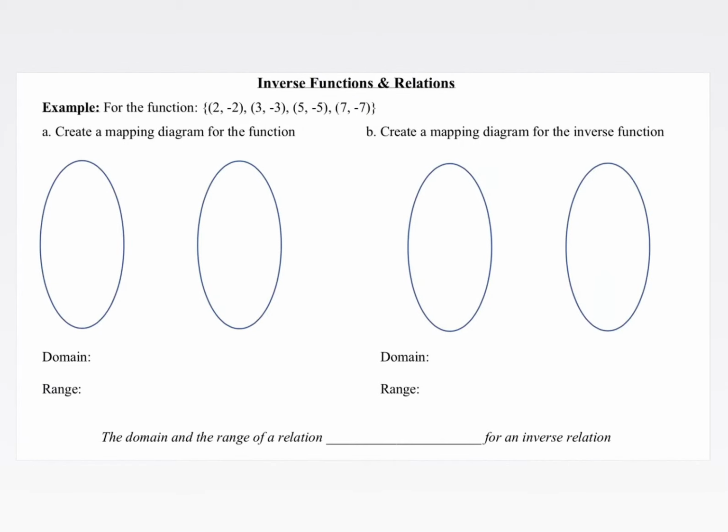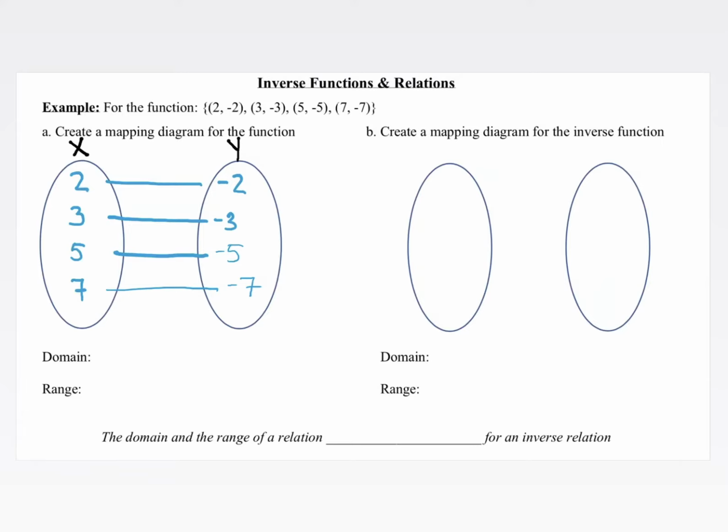In our first example here, we have for the function (2, -2), (3, -3), (5, -5), (7, -7). We're asked to create a mapping diagram for the function and then create a mapping diagram for the inverse as well. So we know with mapping diagrams, it goes from x to y. So we're going to list all of our x values, which are 2, 3, 5, and 7, and what they map to, or the corresponding y values that they're paired with. So 2 goes to -2, 3 goes to -3, 5 goes to -5, and 7 goes to -7.